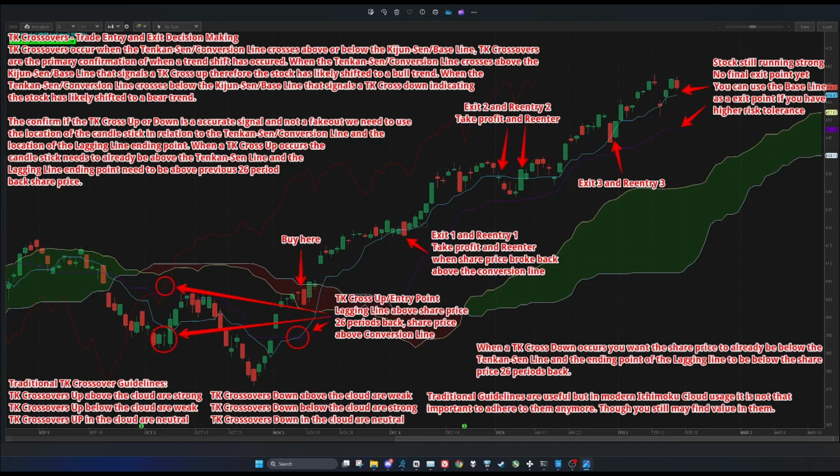So TK crossovers with the Ichimoku Cloud indicator is essentially the Tenkan-sen conversion line and the Kijun-sen baseline crossing over each other. So Tenkan-sen conversion line crossing above or below the Kijun-sen baseline creates a TK crossover.